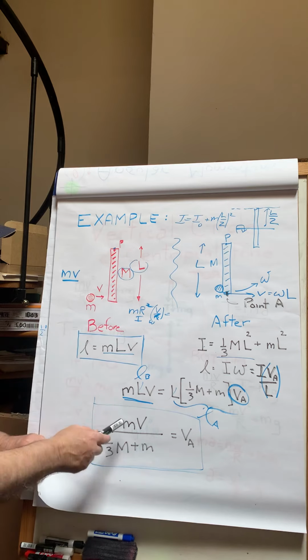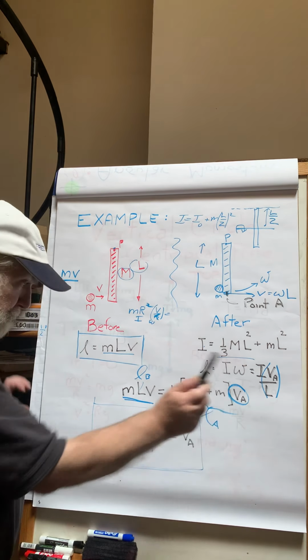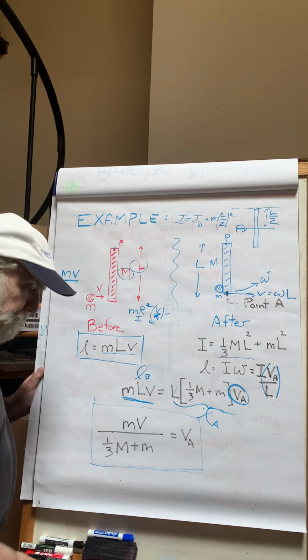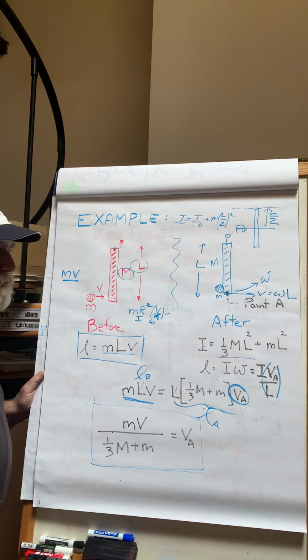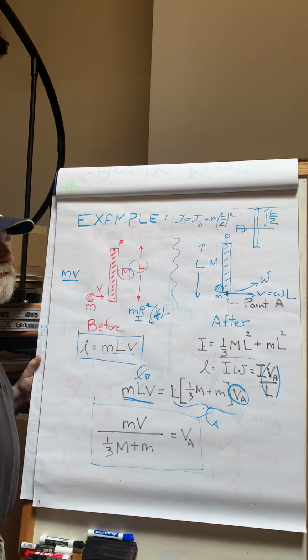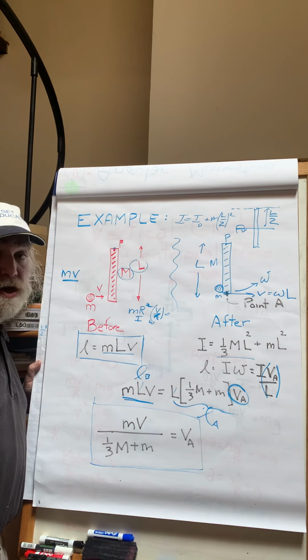So that's an example of setting the angular momentum before equal to the angular momentum after to come up with the velocity of the combined object once the ball has attached itself to the bar. So there's an example of the use of the conservation of angular momentum.